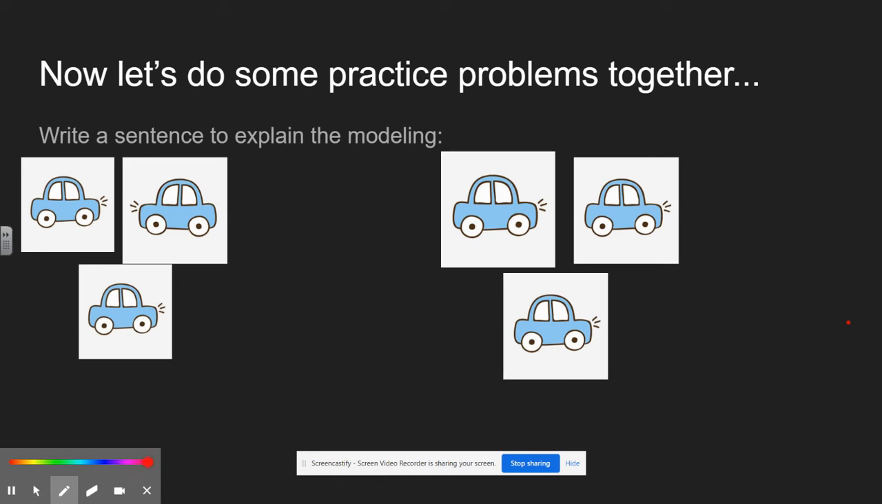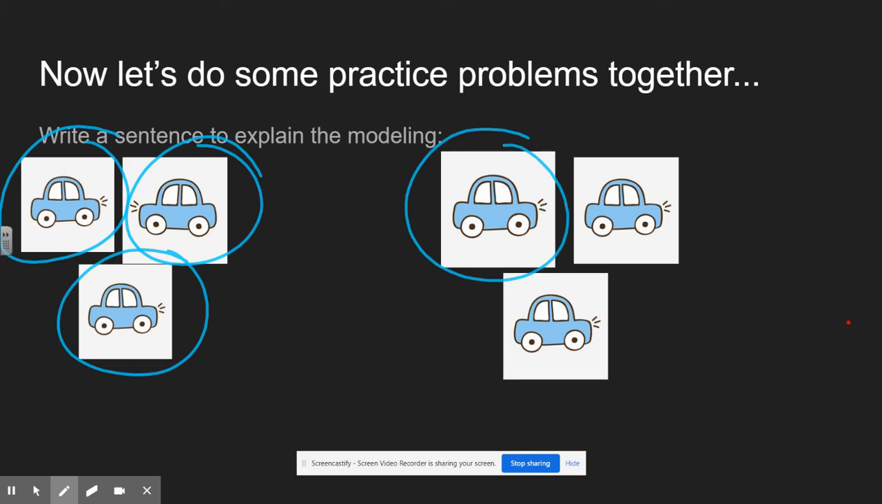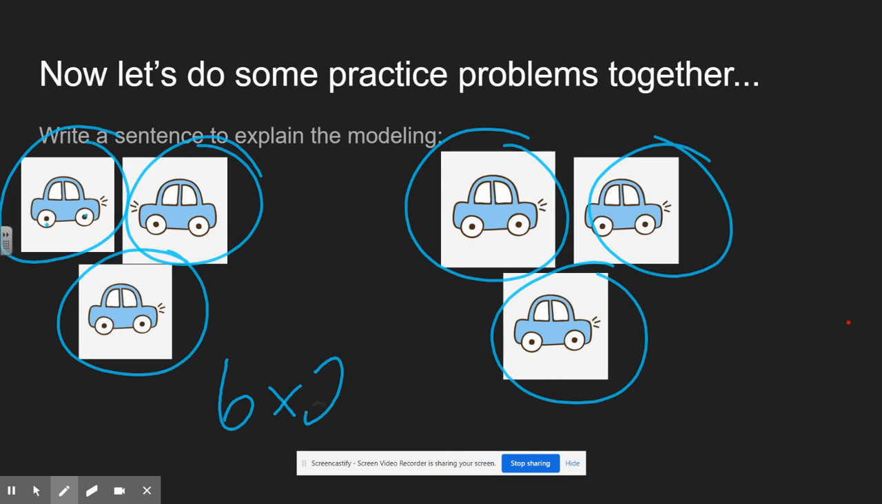We can solve it a couple ways. We can say that there's 1, 2, 3, 4, 5, 6 cars. So I can say there's 6 groups of how many wheels that are showing. 1, 2. 6 groups of 2 equal 12.